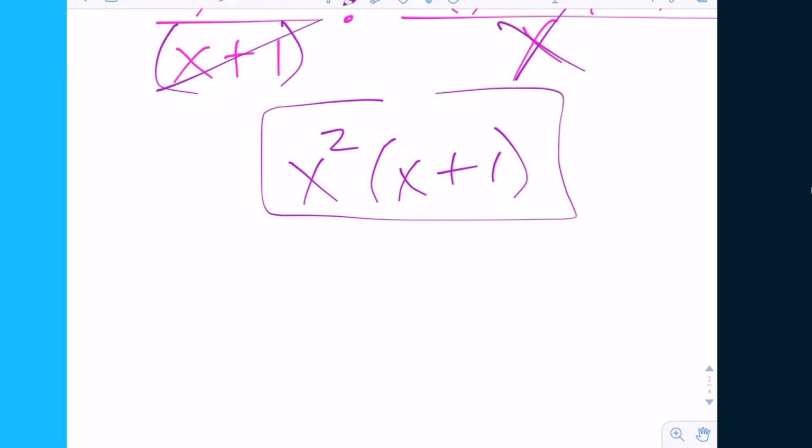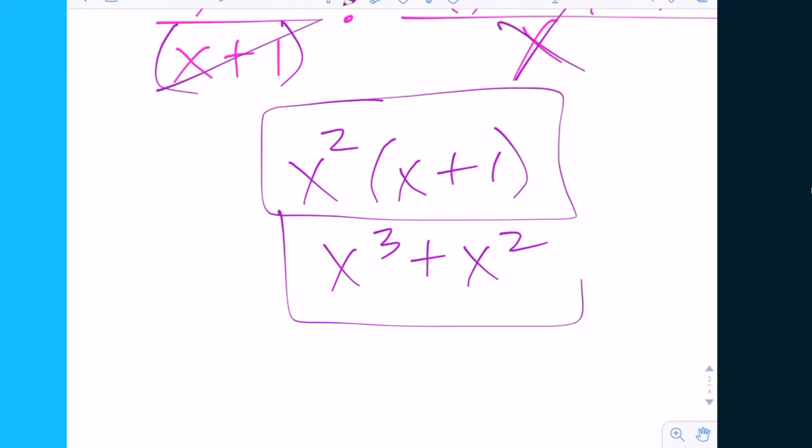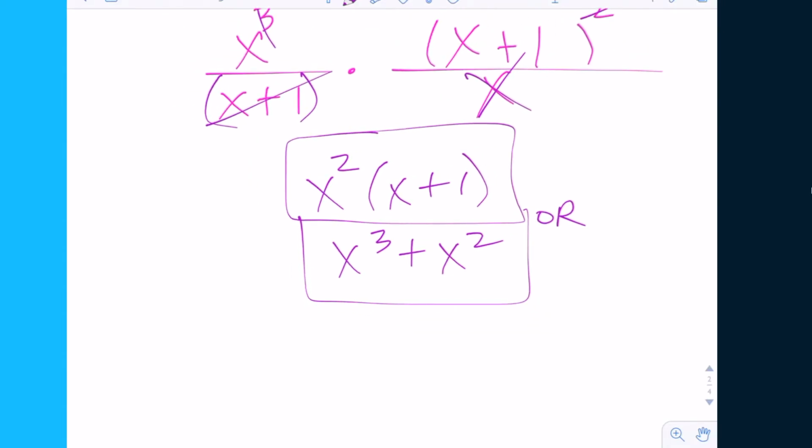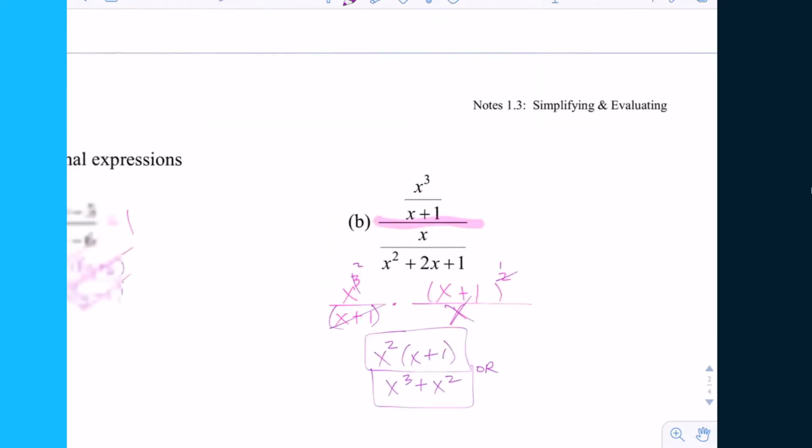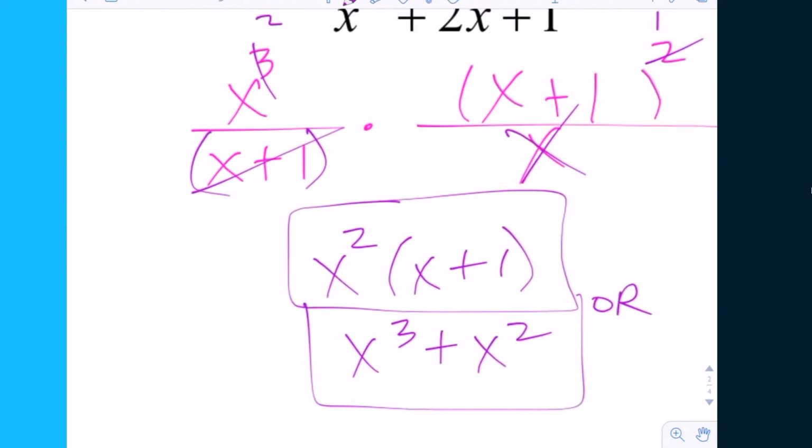This would be a fine answer, or x cubed plus x squared. Either one. They're both equally simplified in my opinion. We just use them for different purposes. So knowing that both of these are correct on a free response, unless it said leave your answer factored or put your answer in expanded form, the bottom line would be expanded, this would be factored. If we were trying to solve, like if this were equal to 0, then of course we prefer the factored version. So they're both good.